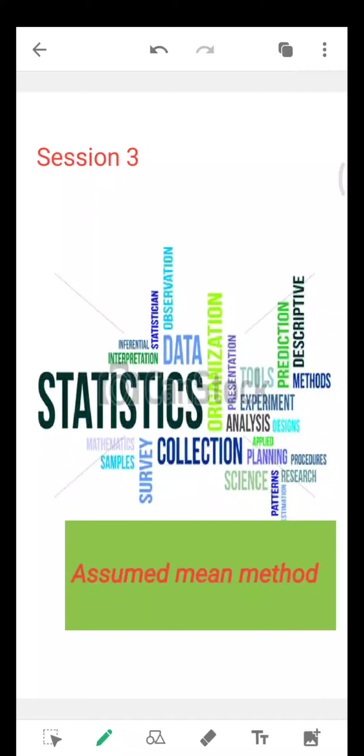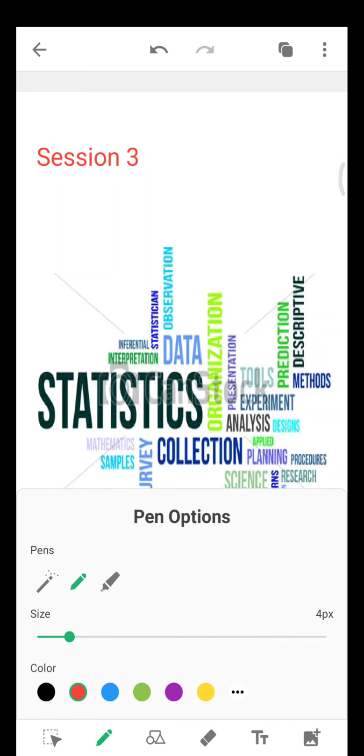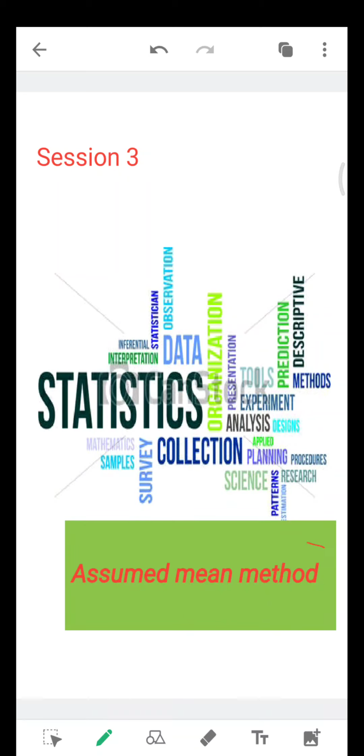Today we are going to see the second method of finding mean, that is the assumed mean method. What is the name of the method? Assumed mean. Okay, so let's begin.